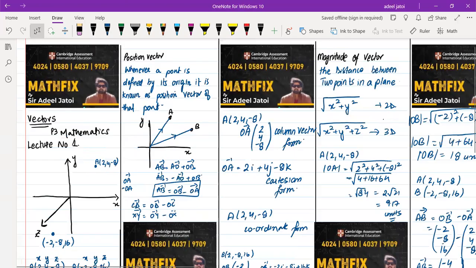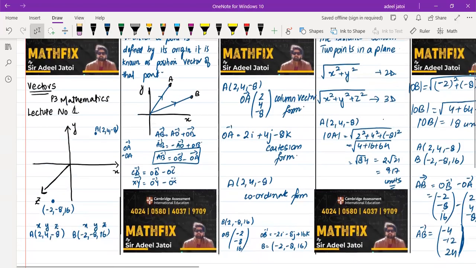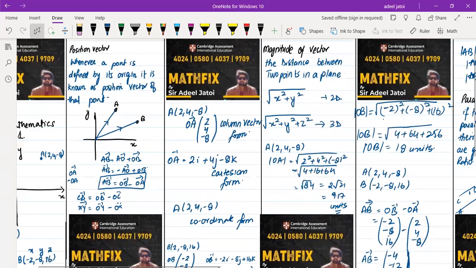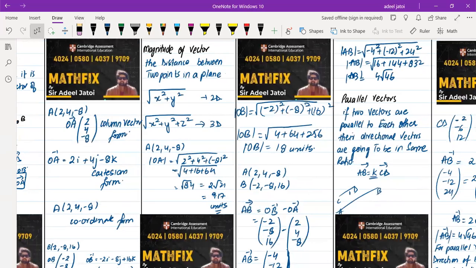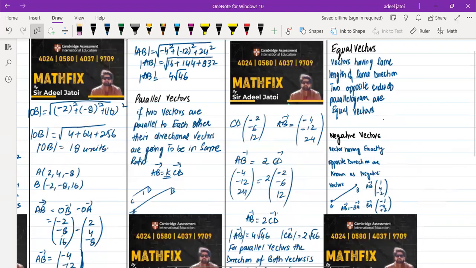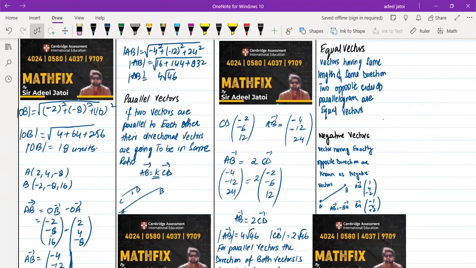So normally your lecture 1 contains position vectors. From position vectors, we worked upon the magnitude of vectors. Then we worked upon parallel vectors, equal vectors, and the negative vectors.